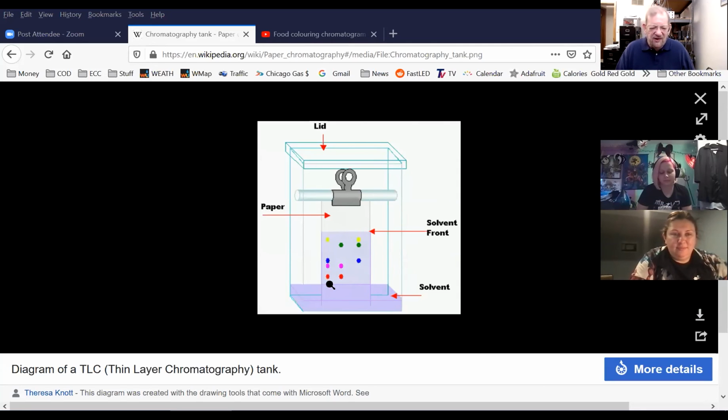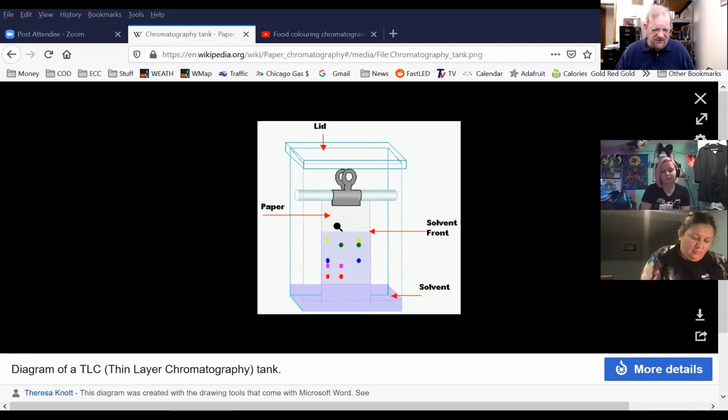Here's a piece of paper. You put a dot right around here above the solvent, and the solvent goes up the piece of paper to where it ends. You never let it go all the way to the top. That is called the solvent front, and it separates these into different dots. Now, there's a measurement from where you put the material to where the different dots are. That's called the RF value, which you're not going to do in this lab. But in case somebody taps you on the shoulder and says, do you know where RF value comes from? You can say, yes, paper chromatography.